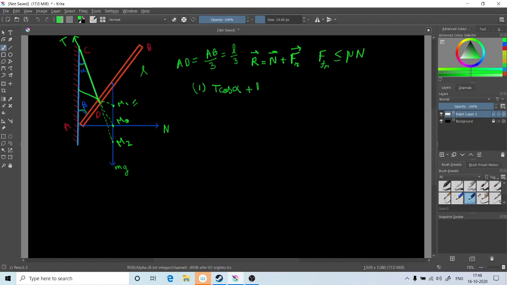T cos alpha plus friction Fr1. This friction will be pointing upward, towards C, along the y axis. So in the first condition, friction is facing upwards. So T cos alpha plus Fr1 minus mg equals 0. And along the x-axis, T sine alpha equals N. N equals T sine alpha.